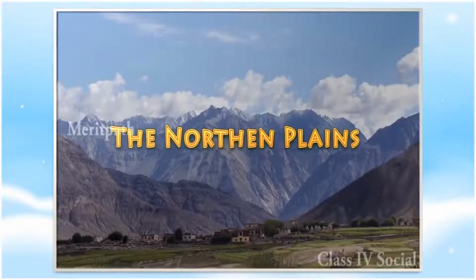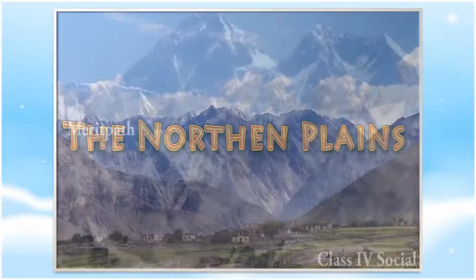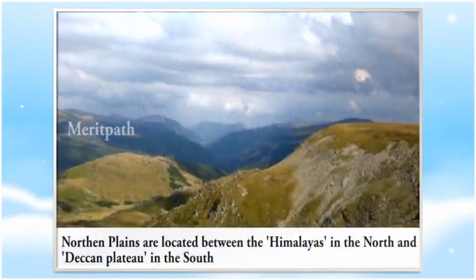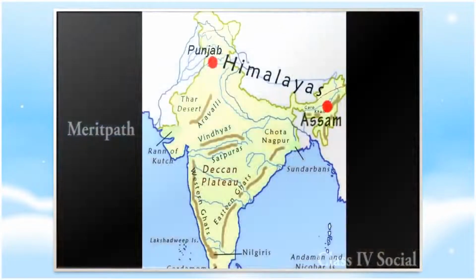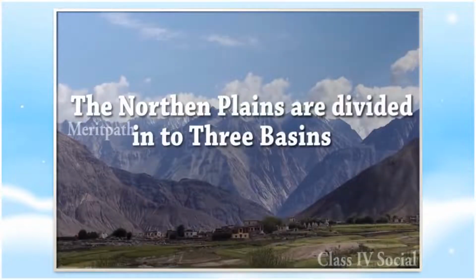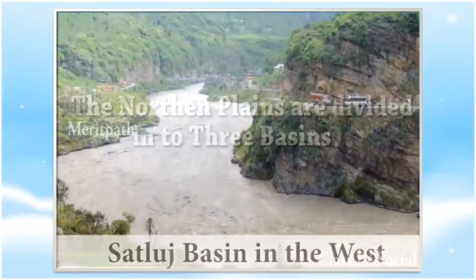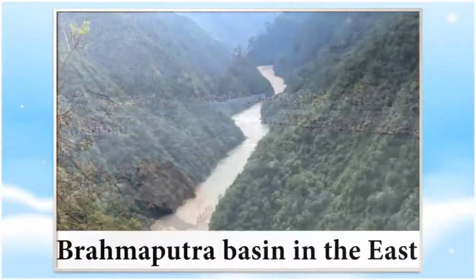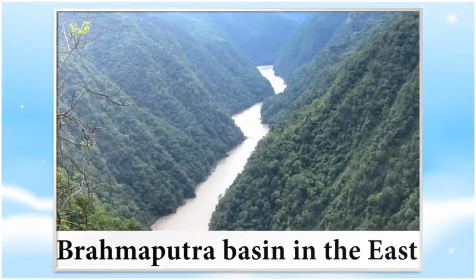Northern Plains. The northern plains are situated between the Himalayas in the north and Deccan Plateau in the south. They stretch from Punjab in the west to Assam in the east. The northern plains can be divided into three basins: the Sutlej basin in the west, the Ganga basin in the middle, and the Brahmaputra basin in the east.